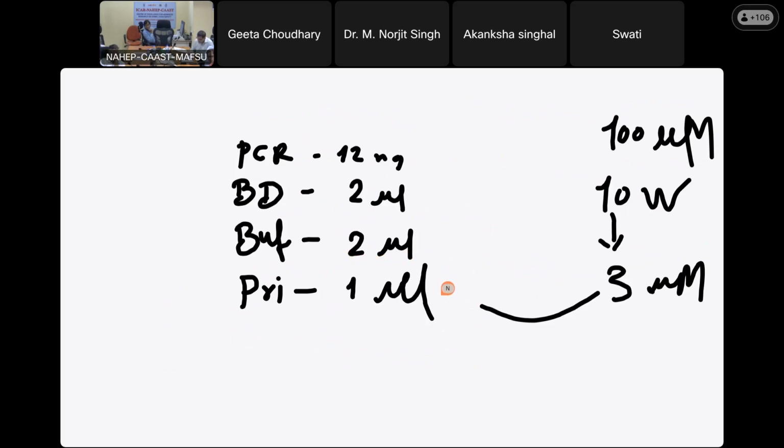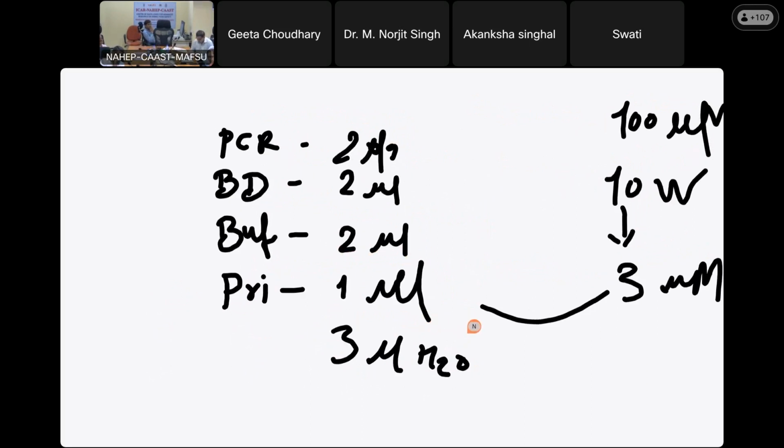And let's say we add 2 microliters of DNA, okay? 2 microliters of DNA, and 3 microliters of water. That's it. So this is Sanger chemistry. This dye includes dNTP, ddNTP, polymerase, everything. You don't have to add anything.